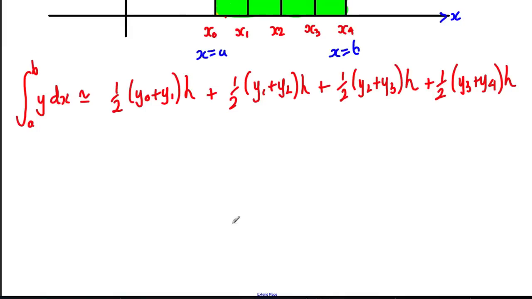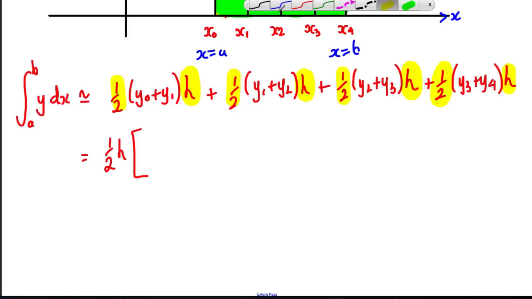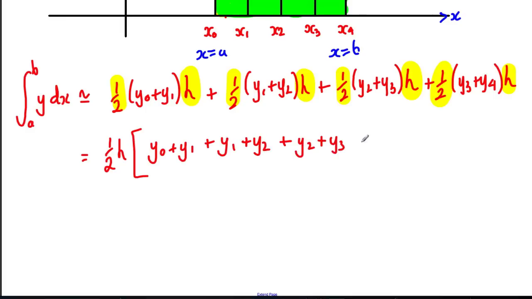Let's factorize out a half h, because a half h is in all of them. So I'm taking out here this half, this h, this half, this h, this half, this h, and this half, and this h. I'm factoring that outside. We would have y0 plus y1 plus y1 plus y2 plus y2 plus y3 plus y3 plus y4. Okay? And what we would get from that if we combine, we'd have a half h.